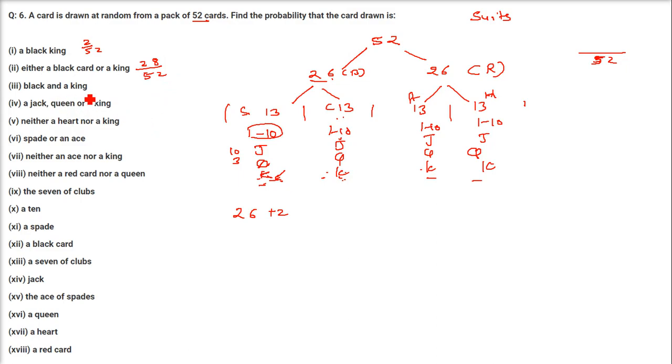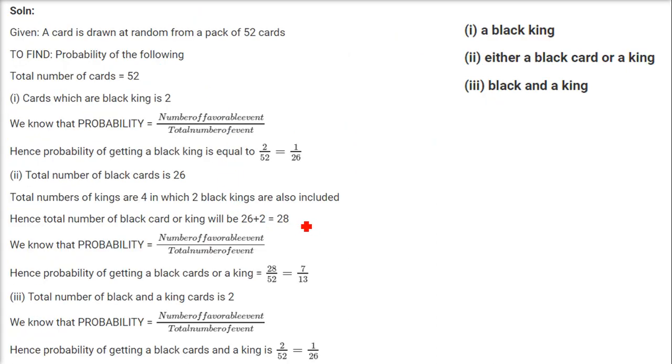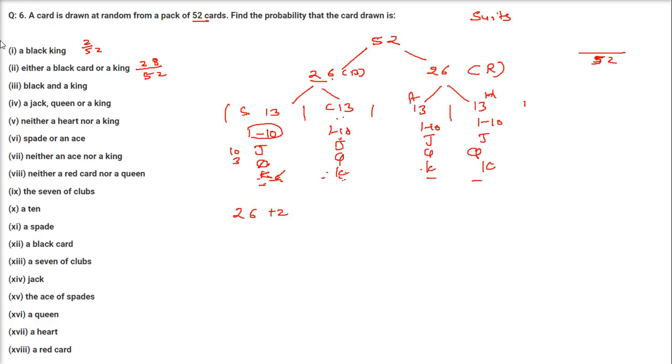Black and a king. We already did a black card or a king. Now the third one shows that it has to be a black and a king. So how many blacks are there? 26. How many kings in black? 2. So 2 is the favorable case. Only 2 kings are black and 52 is our total number of cases. This is the probability.